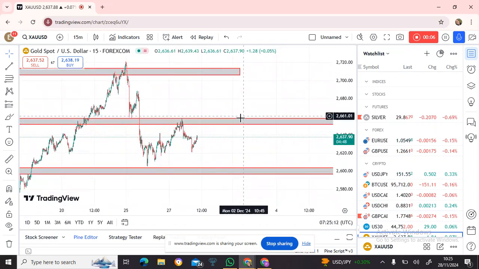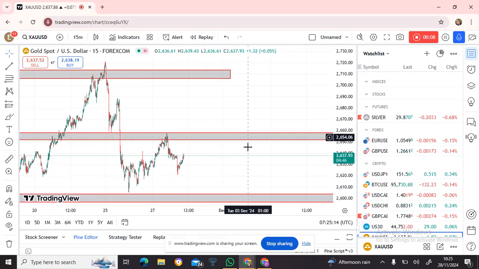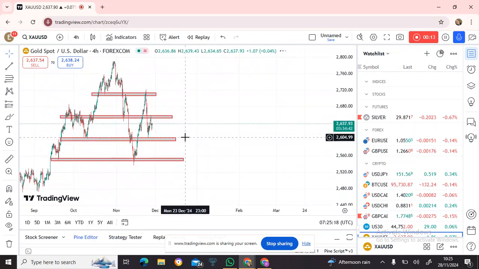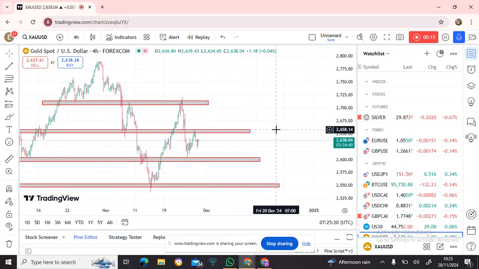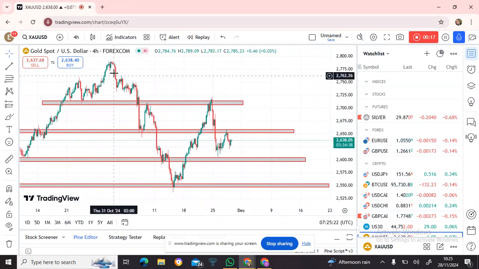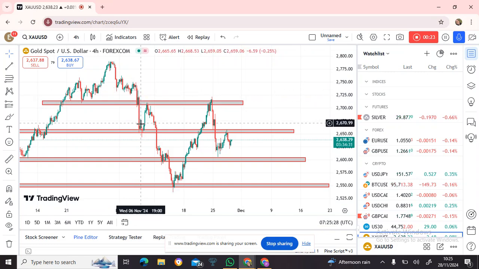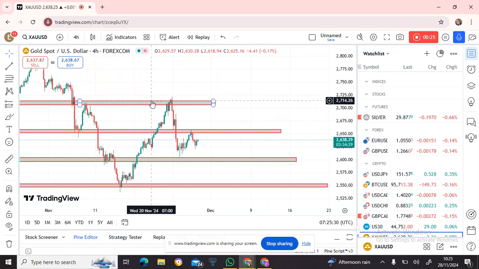Today I want to take you through some analysis on gold and different pairs of the market. So, as you can see, I've been on an uptrend with gold. From the top, gold made a head and shoulder pattern. Then it broke the neckline. Then it had a beautiful retest.